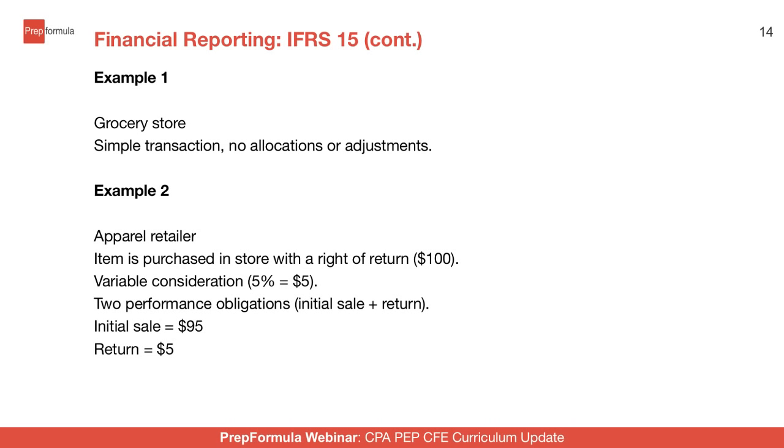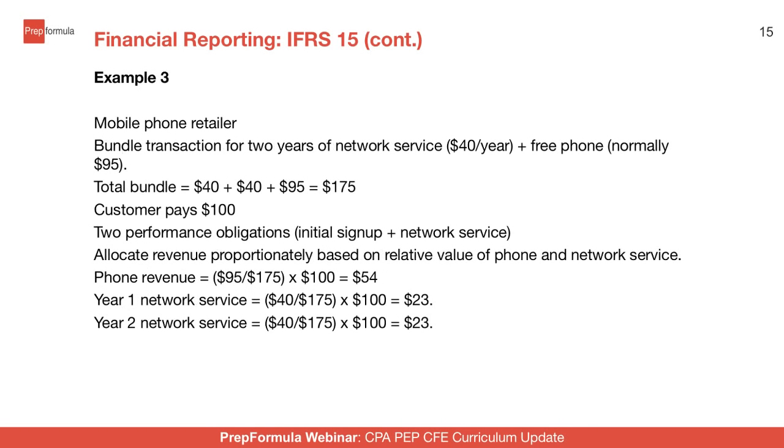Therefore, there are 2 performance obligations. One is the initial sale, the other is the return. Therefore, we set it up as 95 and 5. Very, very simple here. Okay, example number 3.